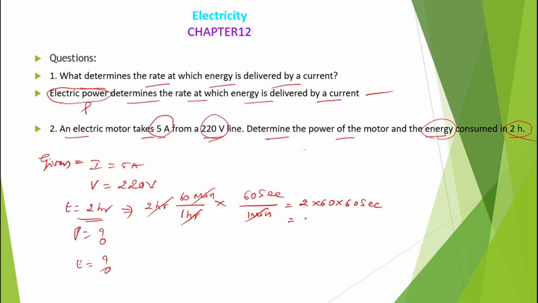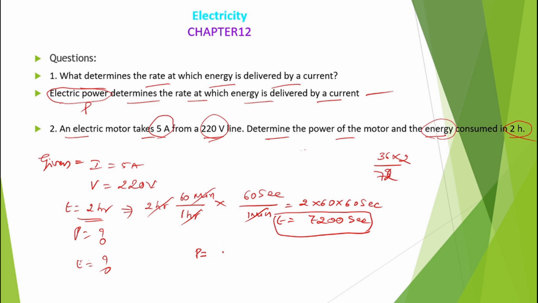So if we simplify this, 6 6s are 36, into 2, it is 7200 seconds. So small t is equal to 7200 seconds. So what we have to calculate now? P we have to calculate.